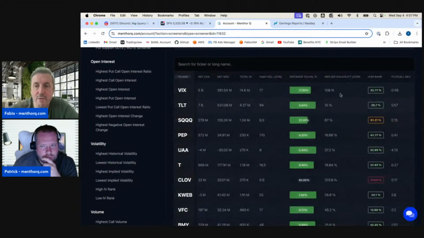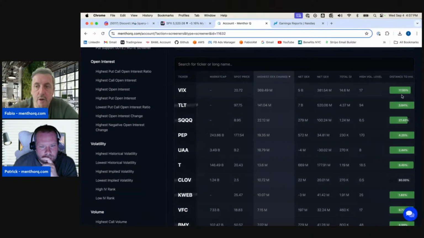You can see all the levels. You can see all the data here: IV rank, implied volatility, distance to the IV levels. This is one of the key levels that we have. So how far is the spot price from that level? But very important is really the highest GEX change.